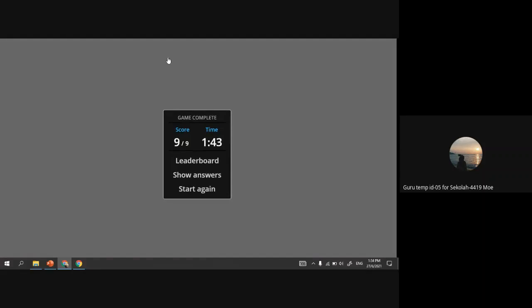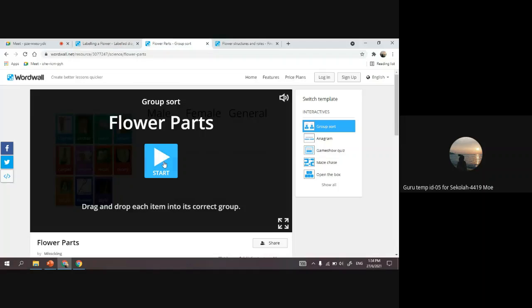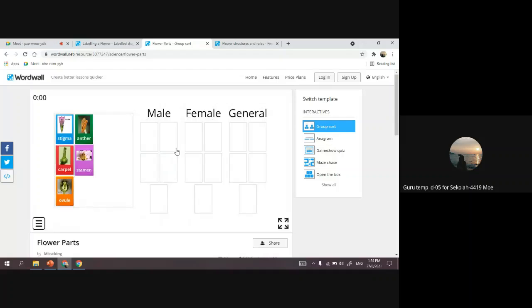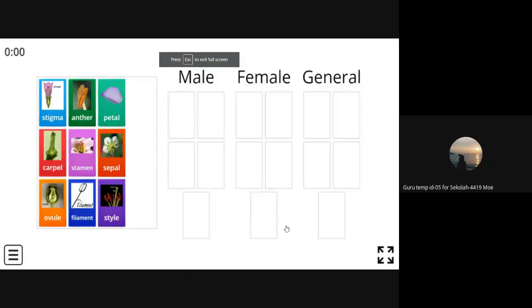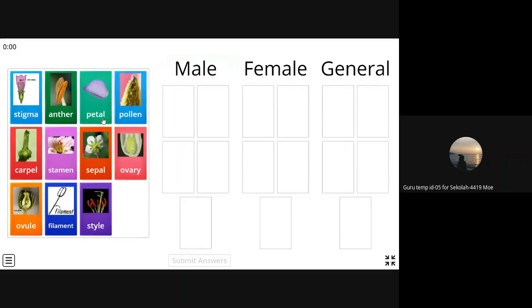Alright. So the next one adalah, yang ni interesting sikit lah. So we have 11 structures, okay, part of a flower.